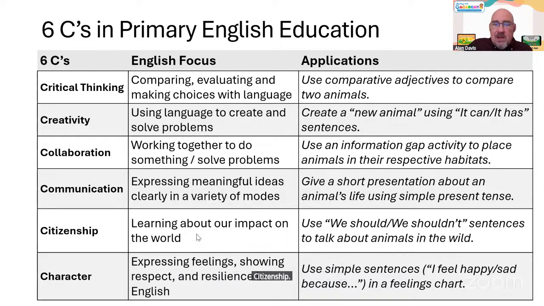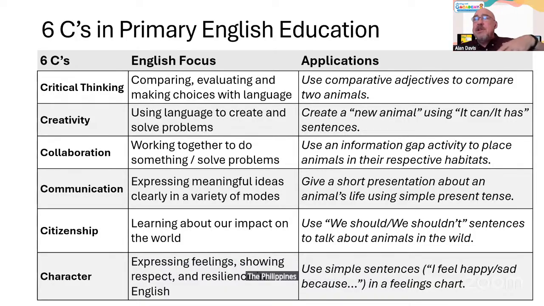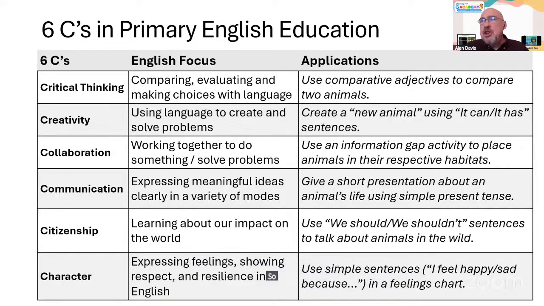Citizenship. Learning about our impact on the world. So how does our behavior actually affect the community? And again, it can be the community of the classroom, the community of the school, the community of the country, the community of the Philippines or Indonesia, or the broader global impact. For here, I said we should use "we should" or "we shouldn't" sentences to talk about animals in the wild. So we shouldn't shoot rhinoceroses because they are endangered.